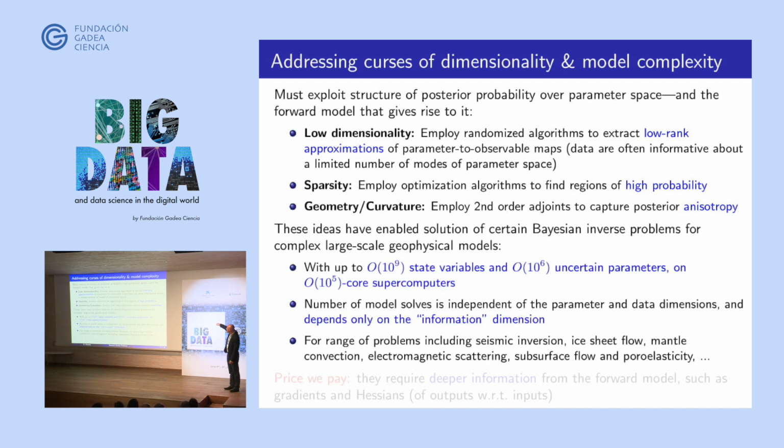All right, so using these ideas, one can solve Bayesian inverse problems with up to 10 to the 9 state variables and 10 to the 6 uncertain parameters on 100,000 core supercomputers. But it's very expensive. The key idea, though, is that the number of forward model solves is independent of the parameter and data dimensions. It depends only on the information dimension. So the dimension of the discretization of the parameter space does not influence it, and the data dimension as well doesn't matter. What matters is how much information is contained in the data, how informative the data are about the parameters.